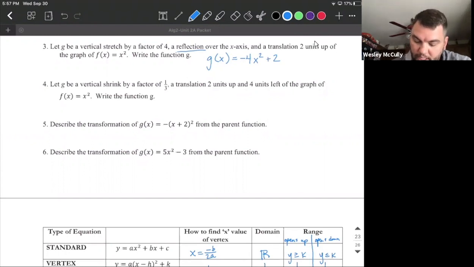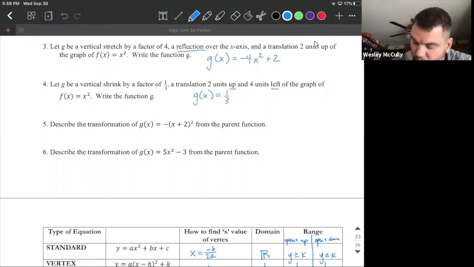For number 4, it says, let g be a vertical shrink by a factor of 1/3, a translation 2 units up, and 4 units to the left of the graph of f of x equals x squared. Write g of x, or write the function g. So g of x is equal to, we have a vertical shrink, so that will be our first number, and it will be positive because we do not have a reflection.